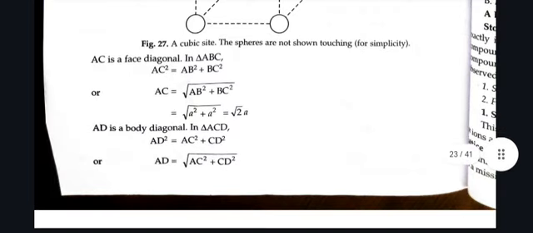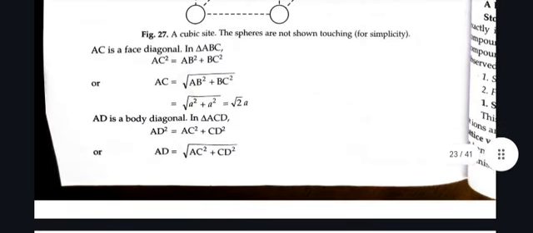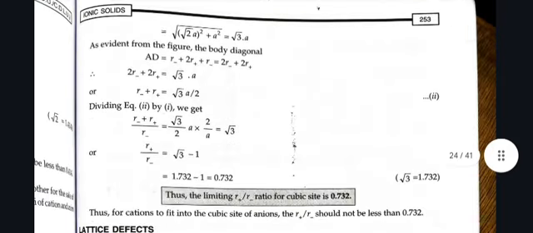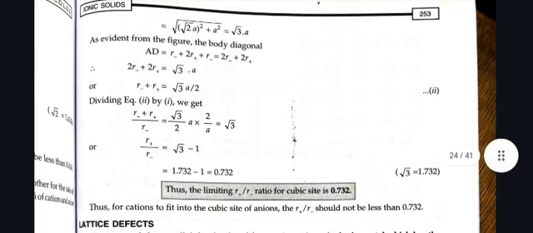AD square equal to AC square plus CD square, or AD equal to under root AC square plus CD square, which gives under root 3 a. As evident from the figure, body diagonal AD equal to r minus plus 2r plus r minus, which gives 2r minus plus 2r positive. Therefore 2r minus plus 2r positive equal to under root 3 a, or r minus plus r positive equal to under root 3 a by 2. Dividing this equation, we get radius ratio for tetrahedral for cubic side as 0.732 angstrom.